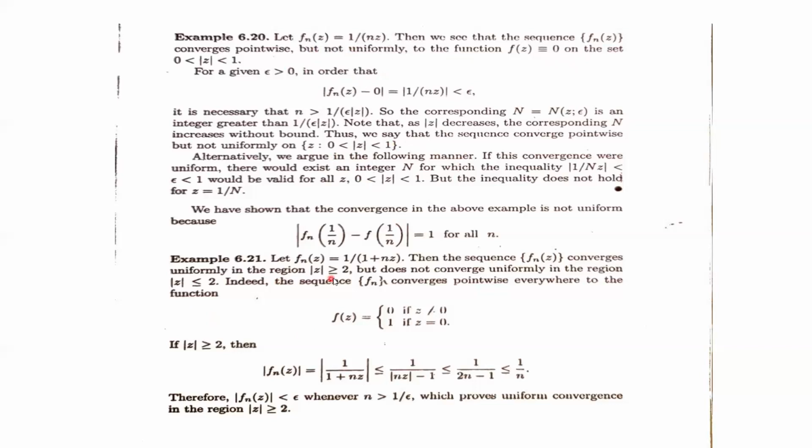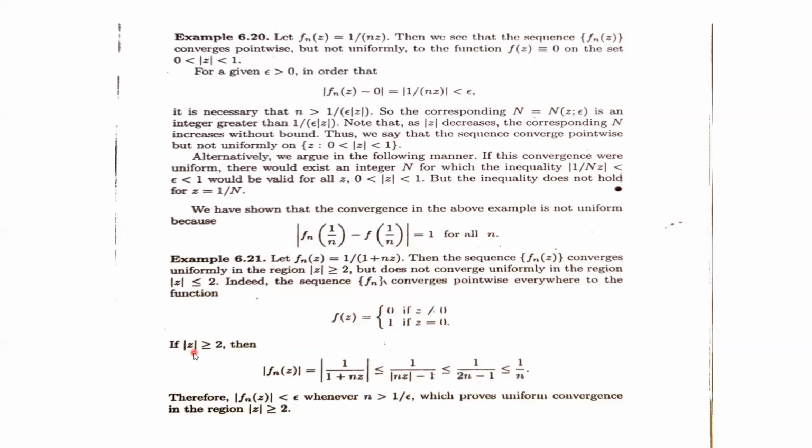However, I have considered a second example which is defined this way: f_n(z) equal to 1 by 1 plus nz. Then the sequence of functions f_n(z) converges uniformly in the region whenever modulus of z is greater than or equal to 2, but does not converge uniformly in the region mod z less than or equal to 2. Indeed, the sequence f_n converges pointwise everywhere to the function f(z) equal to 0 when z not equal to 0 and 1 if z equal to 0.